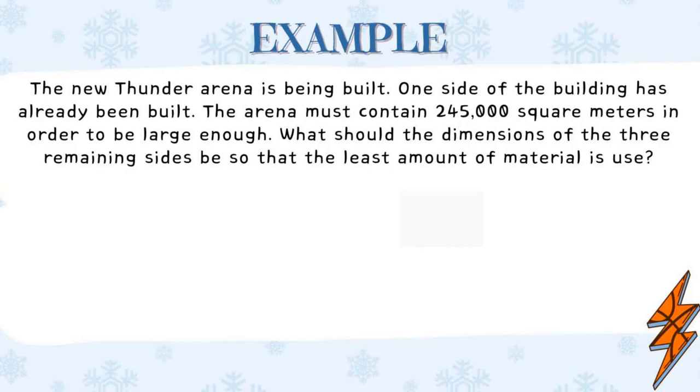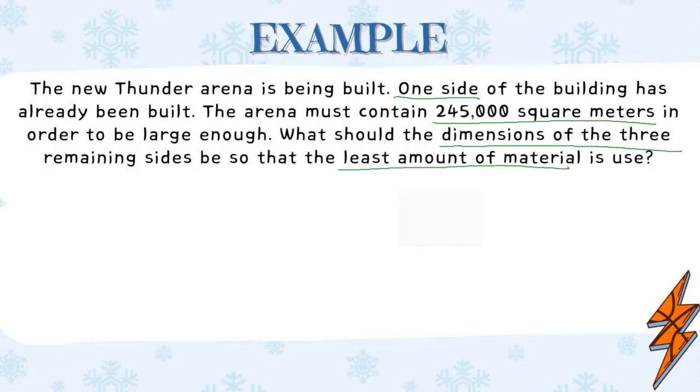So what do we want to do first? Read it carefully. Cool. What do I know? One side is already built. Okay, which makes sense because it only asks for dimensions of the other 3 sides, right? So that's going to be important. Do we know anything else? It has to contain 245,000 square meters. Okay. And then what are we optimizing? Material, yeah, and we want the least amount, yes?